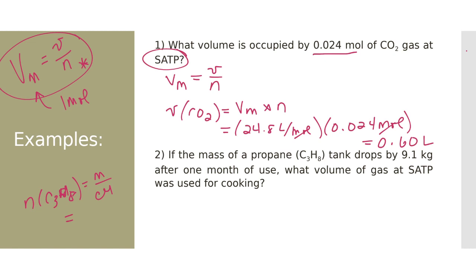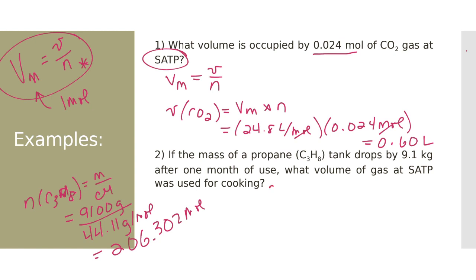They gave me 9.1 kilograms. We want grams, so you're going to multiply that by 1,000. So you get 9,100 grams. And then we're going to divide by the molar mass of propane, which is 44.11 grams per mole. I get a mole value that's going to be big because I have 9,100 grams divided by 44.11. I have a mole value of 206.302 moles.